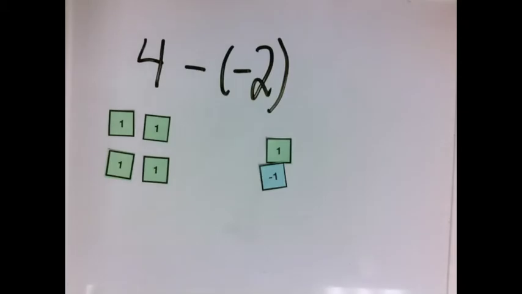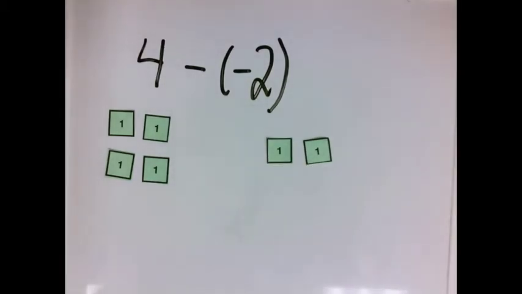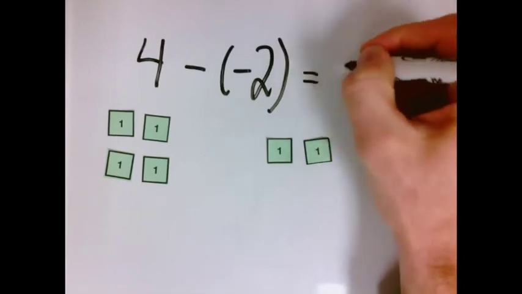I have 5 positive 1s and 1 negative 1. I'm going to add a second 0 pair. Again, the value of all of the tiles in front of you, the 8 tiles in front of you, is 4. Now, I can take 4 and I can remove negative 2. The value here is 4. I remove negative 2. I am left with 6 positive 1s. 4 minus negative 2 is 6.